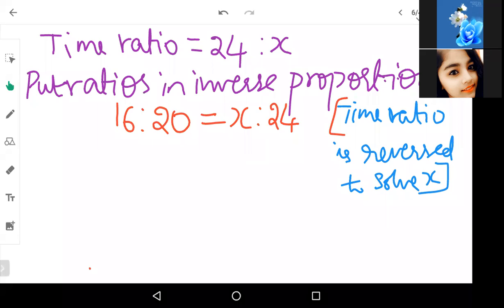Okay, now as usual, solve the problem. Product of extremes is equal to product of means. As usual, solve the problem and find x. Fine, now let us do that part.